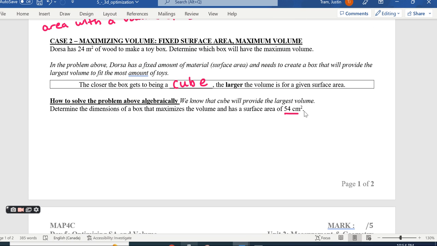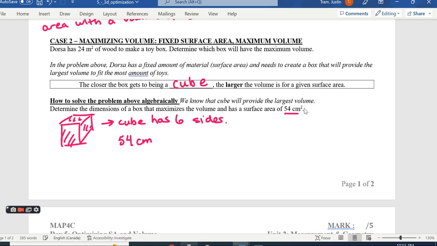So if we know that we need it to be a cube, right? And it has a surface area of 54, so let me just draw out the cube. So surface area would be that area plus that area plus that area. And I know a cube has 6 sides and it's fixed surface area. Then it's safe to say that 54 centimeters squared divided by 6 will give me 9 centimeters squared per side, right? 6 sides.